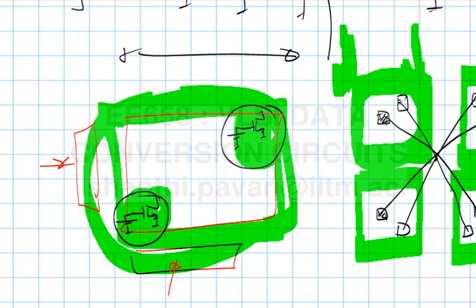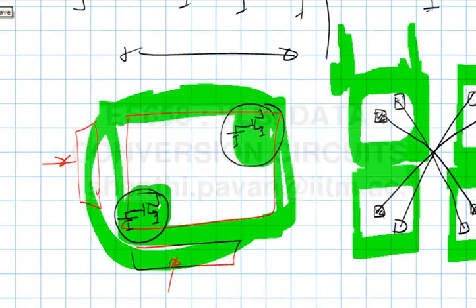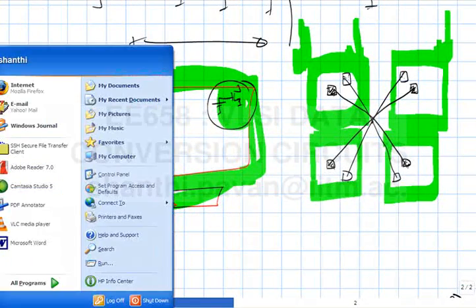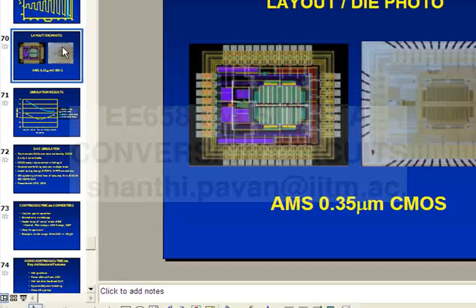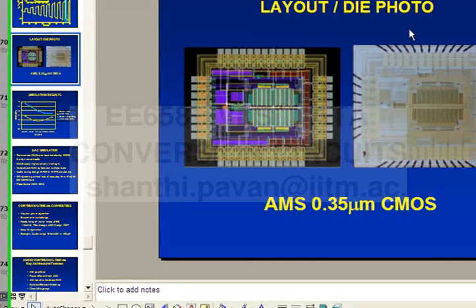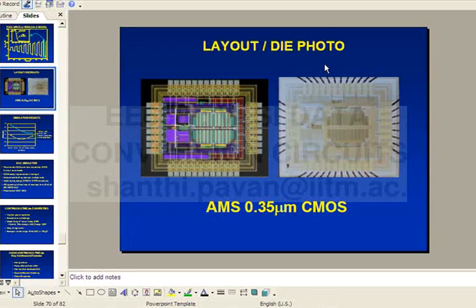So this is a common trick played by a lot of DACs. So to give you an example, a photograph. Yeah. So this, for example, is one chip that we did here.